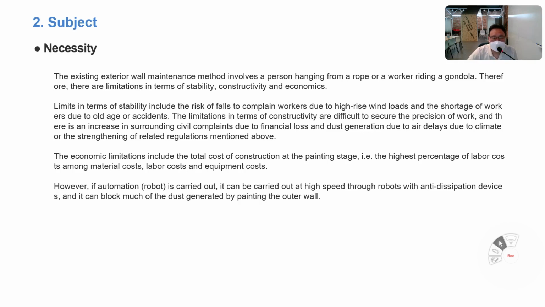Existing exterior wall maintenance methods involve a person hanging from a rope or riding a gondola. Limits in terms of safety include the risk of falling due to high-rise window loads and the shortage of workers due to old age or accidents. The limitations in terms of constructability are that it is difficult to secure the precision of work. The economic limitations include the total cost of construction at the planning stage.